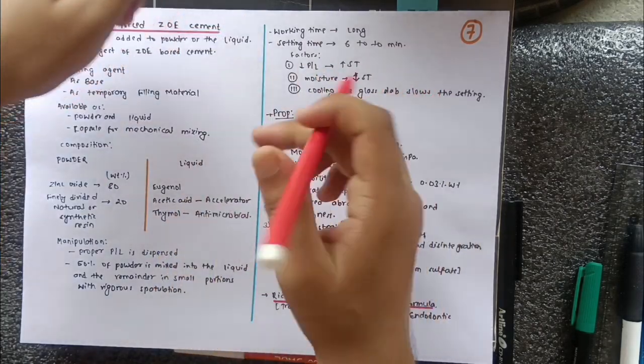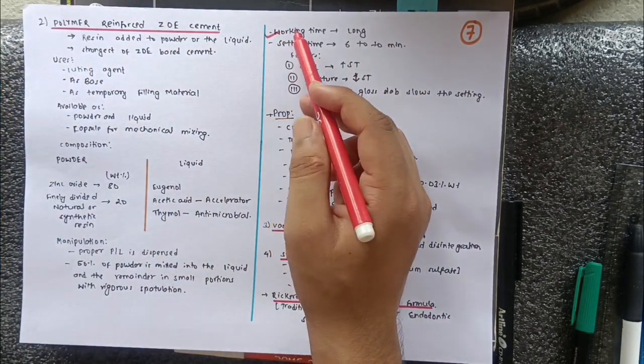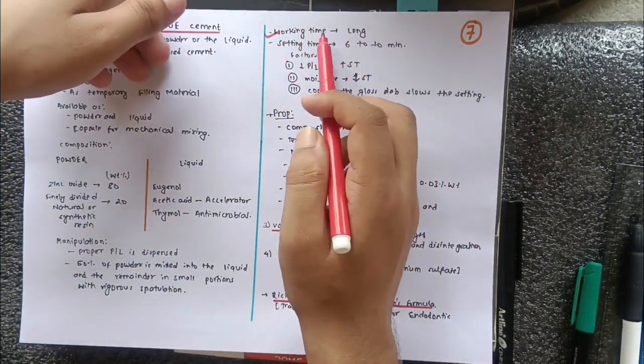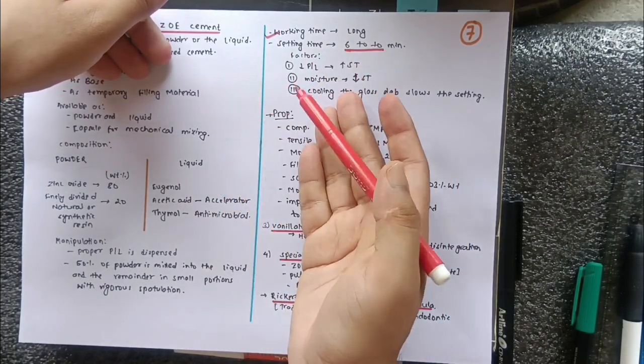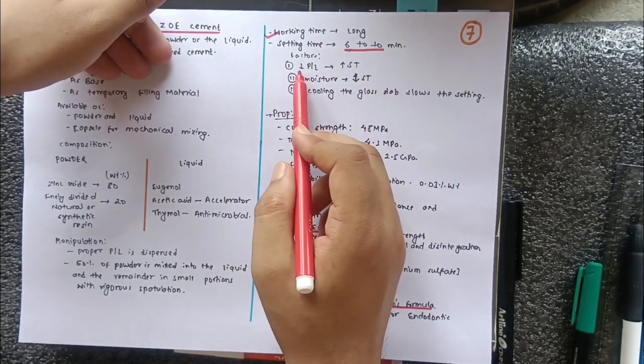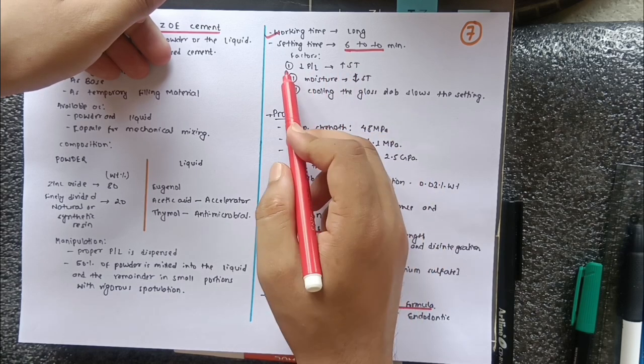Okay, so this is one of the advantages of this polymer reinforced ZOE. We have a longer working time here. Setting time is 6 to 10 minutes; earlier it was 9.5 minutes. In fact, a decrease in powder-liquid ratio increases the setting time.